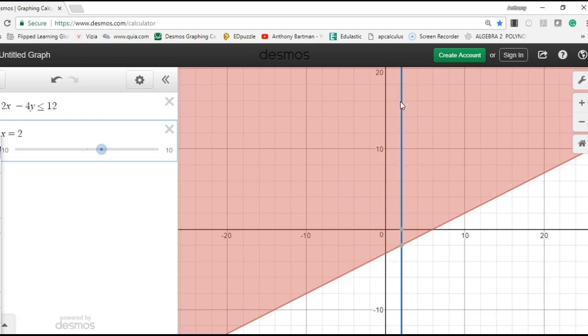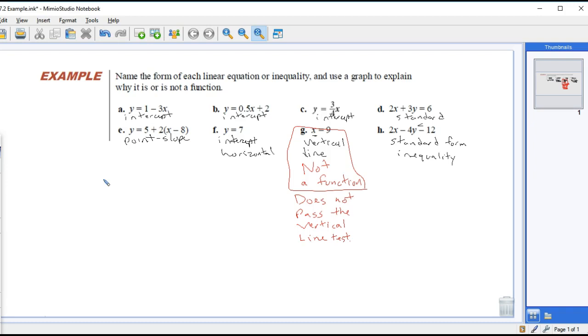Is there only one solution that will touch this, or are there many things that touch this? There are many things that touch this line because everything above our solid line is a solution. As I move this vertical line left and right, I've got a real problem because it touches this region at many, many places. So we will say this H is also not a function, because it does not pass the vertical line test. So neither of the last two pass the vertical line test.